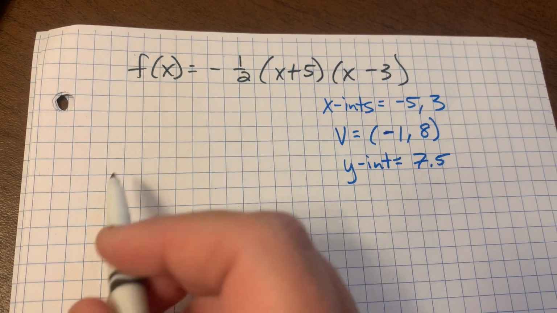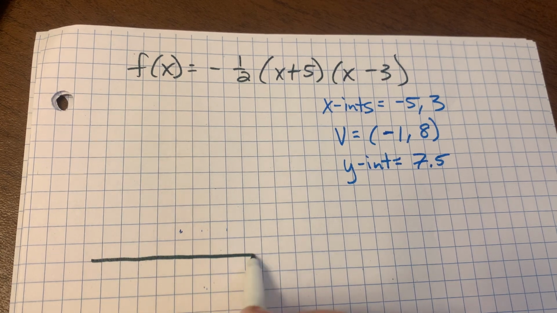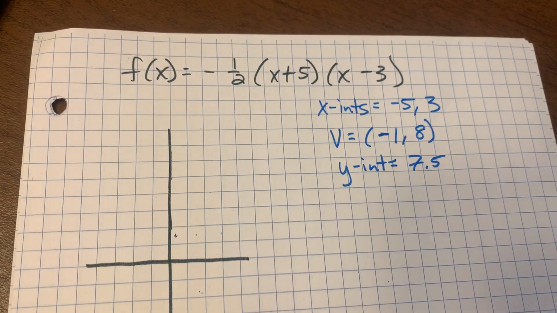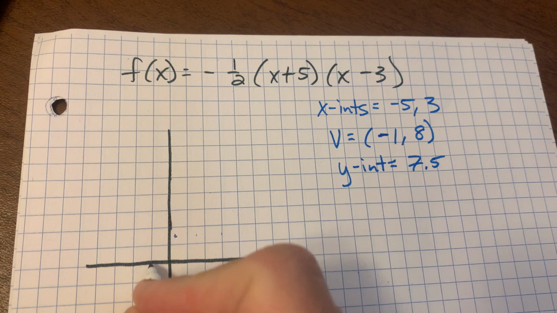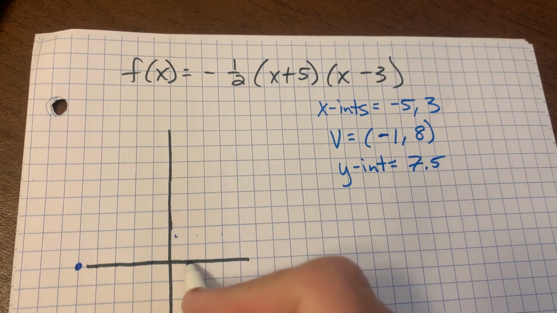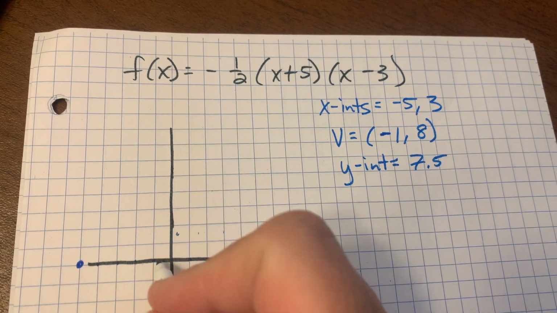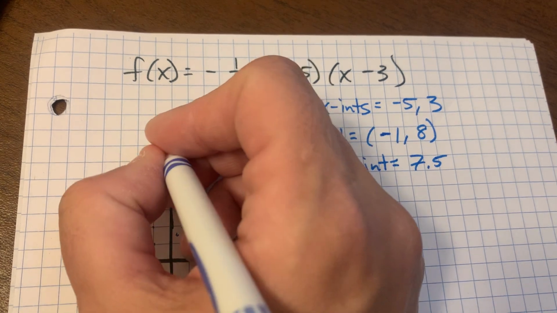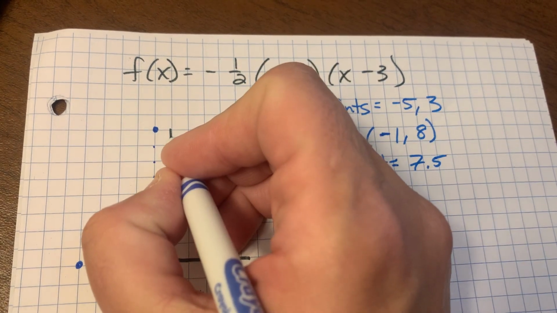-1, 8 is over in the second quadrant. I want to make sure that I have enough spaces here, so I'm going to go down kind of low. Hopefully that works. Watch it be one short. Story of my life, right? All right, x-intercepts: -5. 1, 2, 3, 4, 5. So close. The other one is at 3. 1, 2, 3. I've got my vertex at -1, 8. 1, 2, 3, 4, 5, 6, 7, 8. Remember, our y-intercept is 7.5, so that's here.